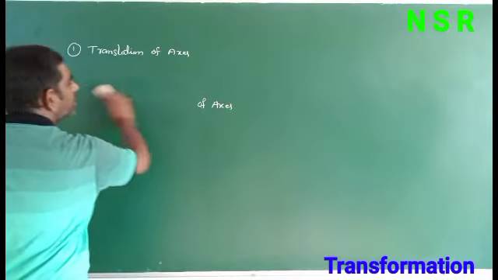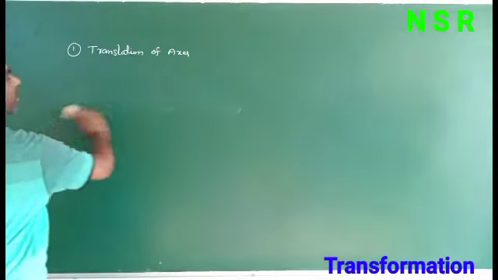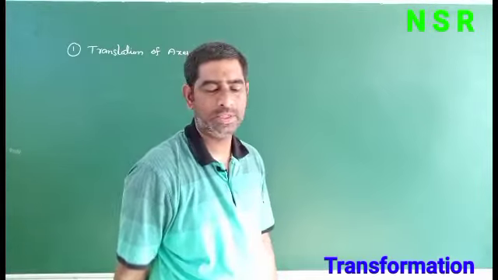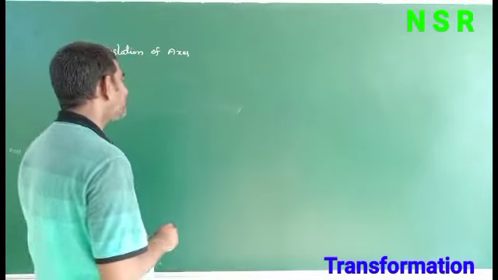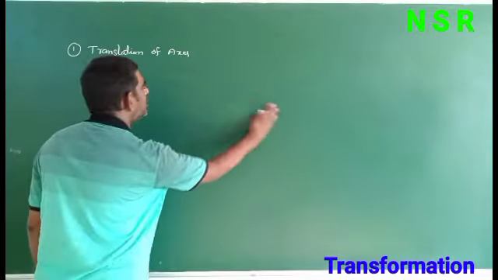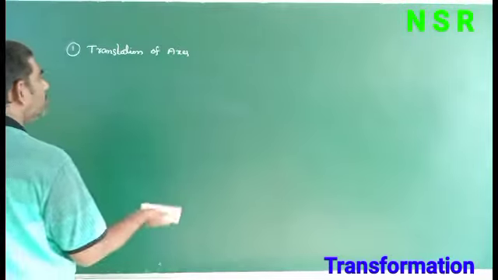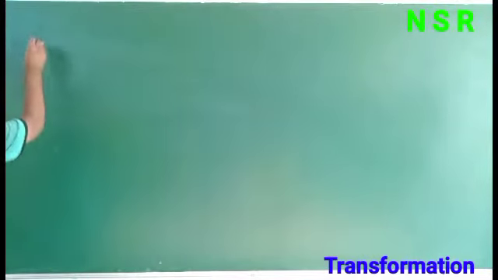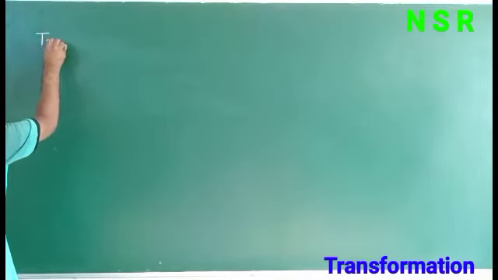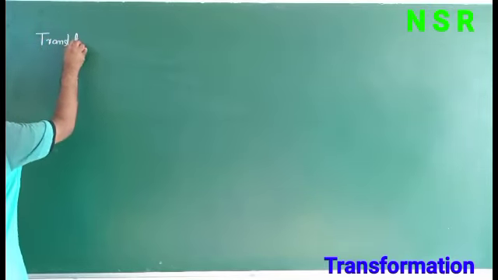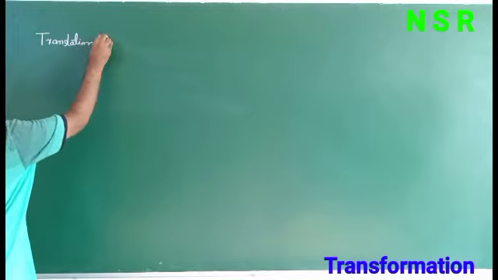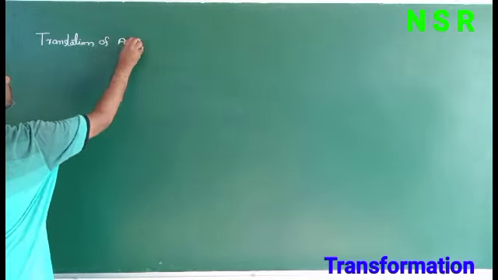So what is the definition of translation of axis? Translation of axis is obtained when the origin is shifted to a different point in a plane without changing the direction of axis. That is called translation of axis.